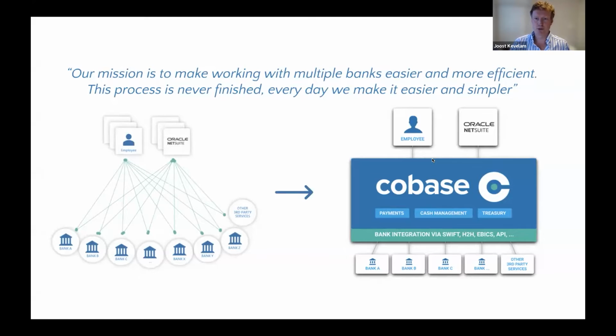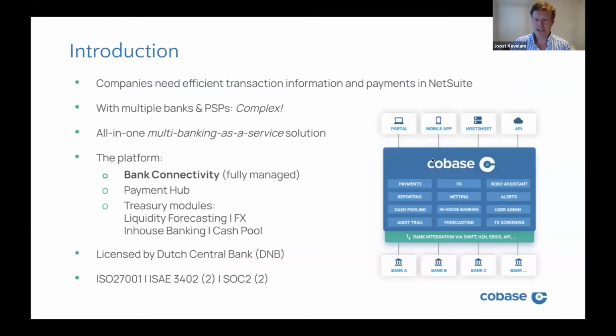It is our mission to make working with multiple banks easier and much more efficient. The diagram that you see right now explains that we help companies migrate from the complex, hard-to-manage situation on the left-hand side to the more efficient, more safe, and more lean situation on the right-hand side. It means that we at Cobase, we connect all your banks and all your PSPs to the Cobase platform and then ensure a single integration towards NetSuite. As said, we help companies to achieve efficient transaction information in NetSuite.